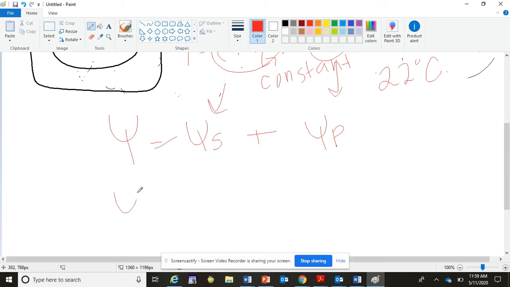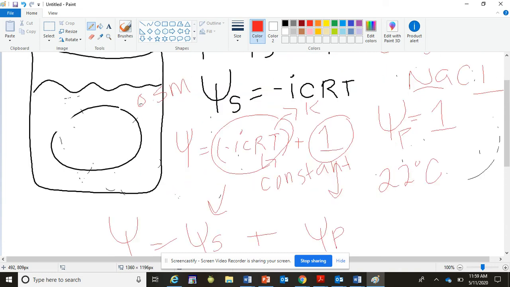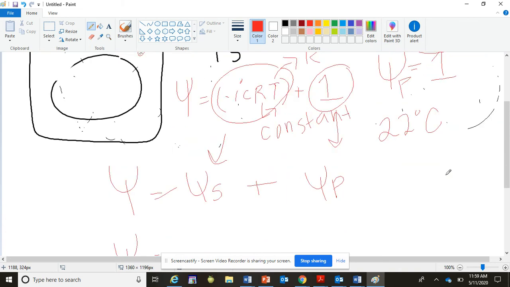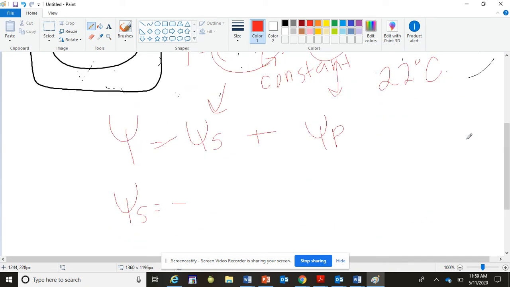So for my solute potential, it is negative. The ionization constant is how many particles are dissolved in water. So for NaCl, when I put this in water, how many particles form? Well, I have 1 particle of sodium and 1 particle of chloride. So my ionization constant for NaCl would be 2. The concentration was given to you at 0.5, and again, that's a molarity.